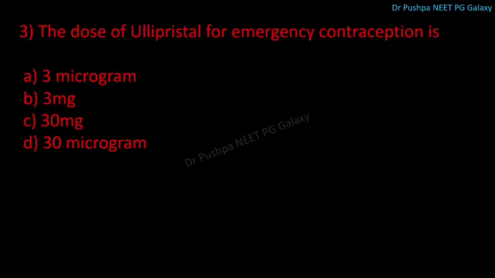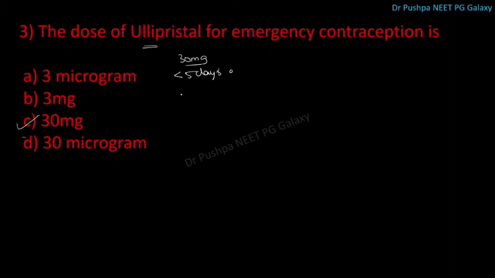Next question is, the dose of ulipristal for emergency contraception is: option A 3 microgram, 3 milligram, 30 milligram, 30 microgram. So what is the answer? 30 milligram. This ulipristal tablet, 30 milligram, should be taken within 5 days of unprotected intercourse.